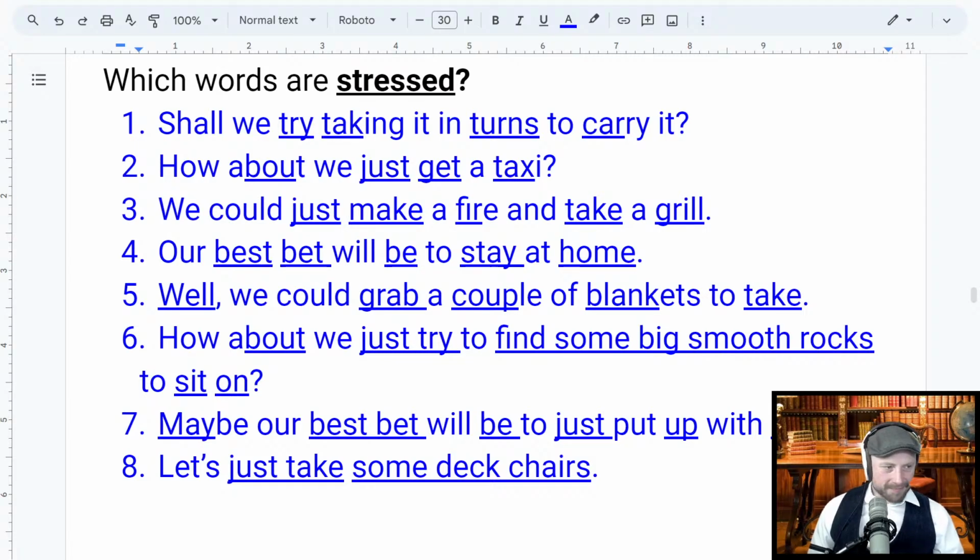The stress for the sentences can change depending on context, depending on person, depending on situation. This is just my answer. So let's move on, folks. Let's get back to our story. And now I'd like you to type suggestions in the chat using the useful language. Are you ready for our next problem?